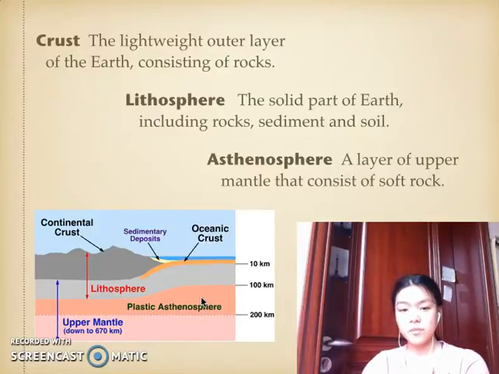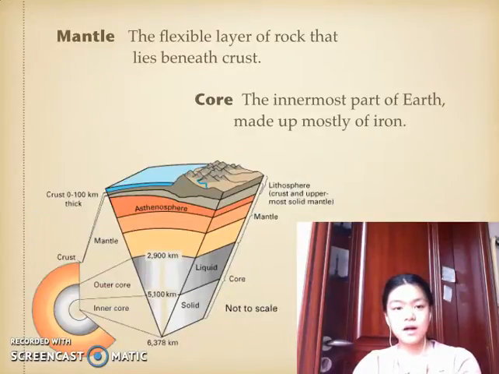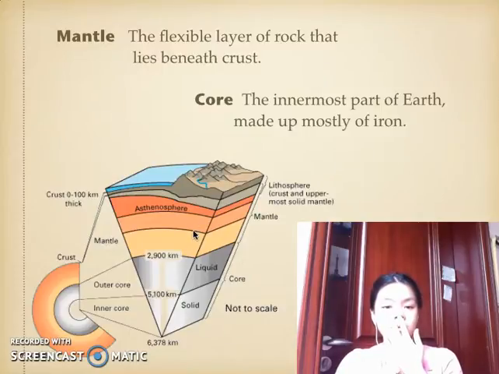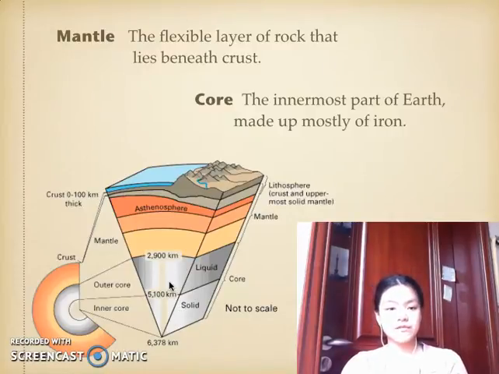Asthenosphere is a layer of upper mantle that consists of soft rock. Asthenosphere belongs to a part of the Earth called mantle. Mantle is a flexible layer of rock that lies beneath the crust. And if we go deeper, we go to the core of the Earth, which is the innermost part of the Earth, made up mostly of iron.